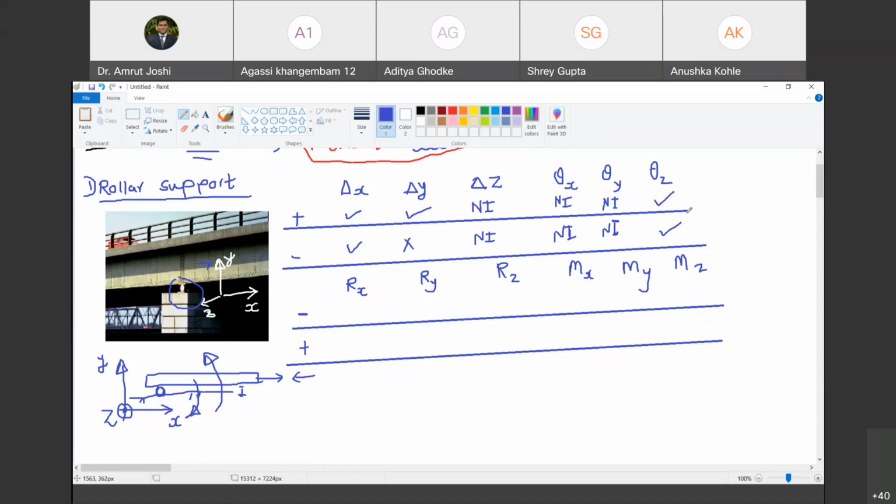Agreed? Yes, sir. So first of all, we have understood what kind of translations and rotations are freely possible and which are not in case of roller support. Do you agree with me? Yes, sir. So to identify what kind of reactions the support offers, first thing that you have to do is identify which rotations and translations are freely possible and which are restrained. Are you with me? Yes, sir.